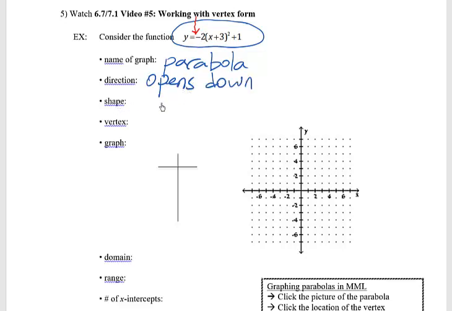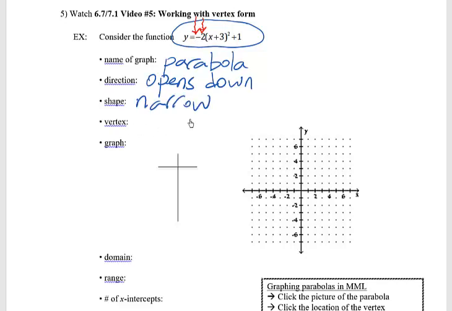Okay, shape. Is this kind of wide or kind of narrow? Well, again, the a value tells me that. Not so much the negative or positive, just the value part of the a. The value part of the a is the 2. Since 2 is bigger than 1, I know that this one is going to be somewhat narrow.